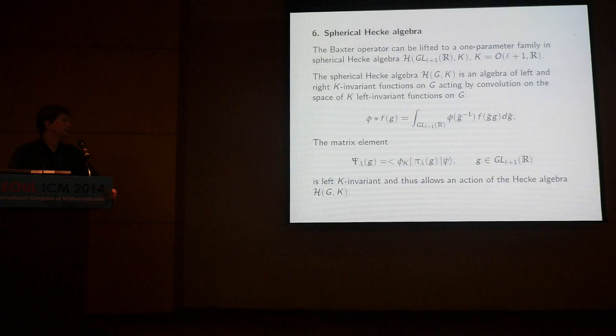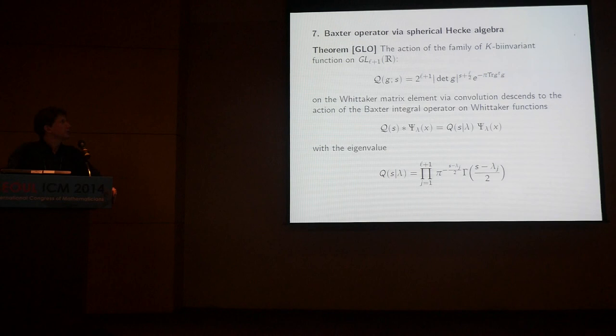And it is a theorem which we prove that the action of a very simple and natural family of functions, which basically has Gaussian form, on the Whittaker matrix element descends to the integral operator from the previous slide with the right eigenvalue. So the lesson here is that the Baxter operator in this particular example has a very nice representation theory interpretation, and we believe that it is a general phenomenon. Of course, it should have the same interpretation in any case. But in this case, you can give very explicit formulas for all of this.